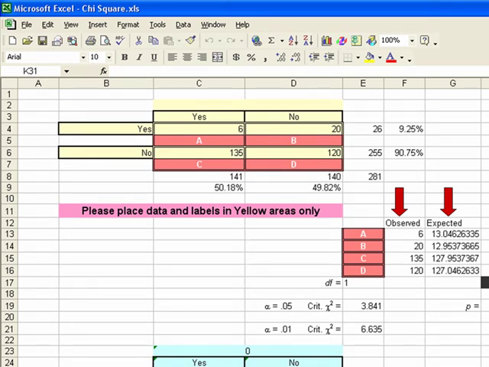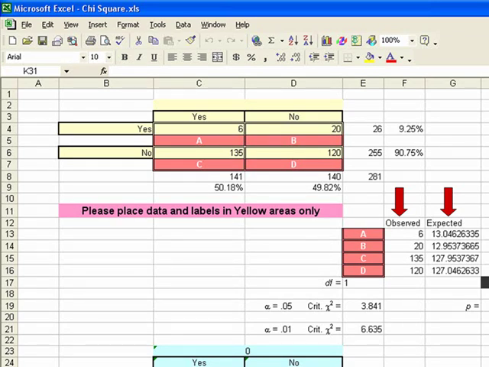So in cell A, which is the yes category, we saw 6 patients who were warm develop infection. If there was no relationship between infection and body warmth, we would have expected 13. In cell B, we saw 20 people in the non-warm group develop infection. If there was no relationship between body warmth and infection, we would have expected to see only about 13. So maybe there's something going on here.